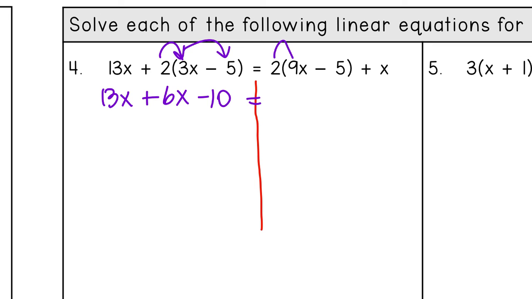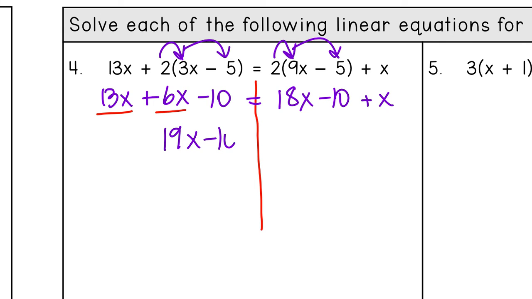Then on the other side, we're going to distribute the 2. So that's 18x minus 10, and then plus x, just bring it down. Now we're going to combine like terms. On the left, I have two terms that have x's. 13 plus 6 is 19, x minus 10.